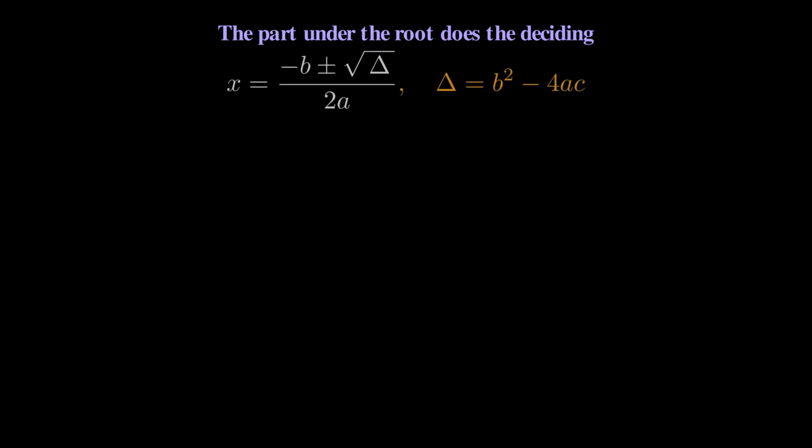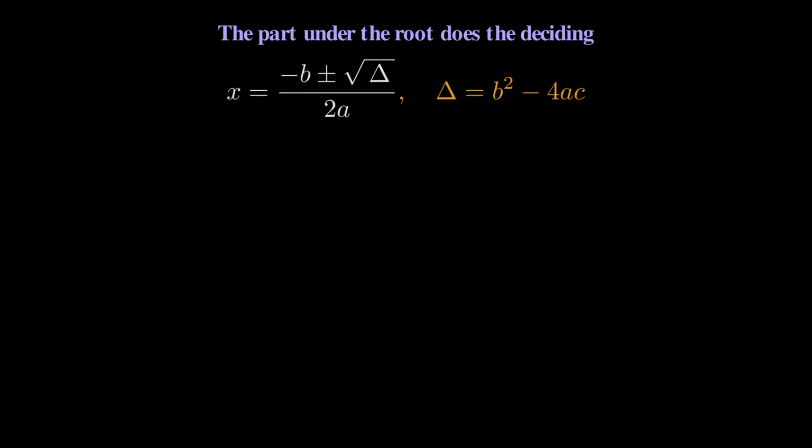Look hard at the formula. Everything about how many roots you get is controlled by the piece under the square root, b squared minus 4ac. We give it its own name, the discriminant, capital delta, because it discriminates between the three cases. And you never have to fully solve to know which case you're in.